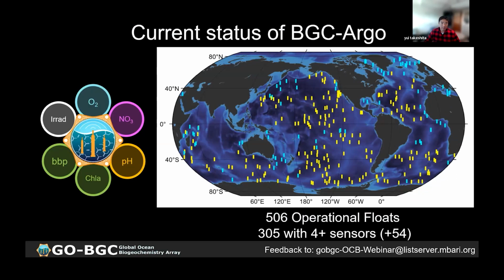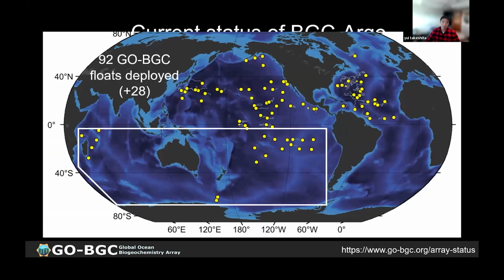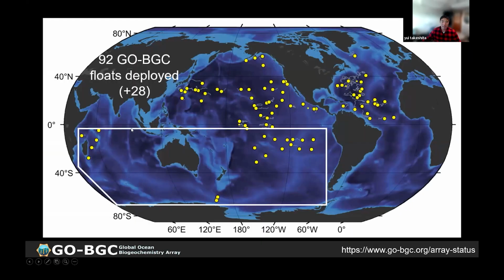I want to highlight a little bit about where recent floats have gone through the GO-BGC and SOCCOM programs. This is a map of the GO-BGC float distribution. In total, we have deployed 92 GO-BGC floats over the past 2 years, and we have deployed 28 since the last webinar. Predominantly, these floats went into the Southern Hemisphere, highlighted in this white box. These floats are only a couple of months old, but data are coming in, so if you're interested, please go check that data out.